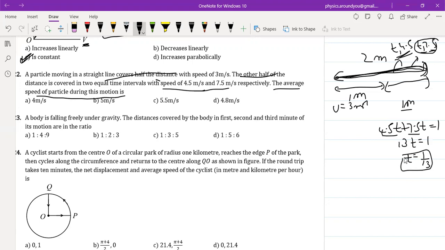Right? Why is this useful? Let us see. Now, how do you find the average speed of the entire motion?